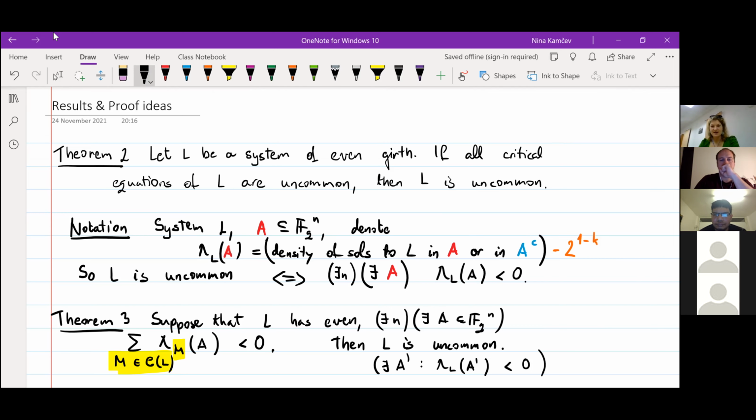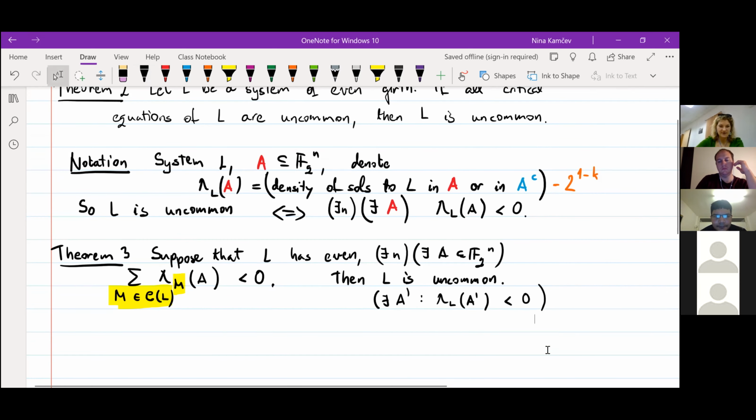Okay, so that's it about theorem 3. Once again, the only important takeaway: it reduces the uncommonness of L to its critical equations. And now I want to show you how 3 implies 2. So we're on a quest of looking for these certificates. And there we build on this beautiful idea of Fox, Pham, and Zhao that I want to show you.